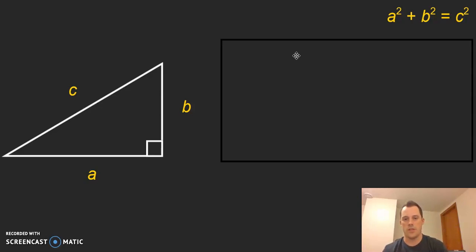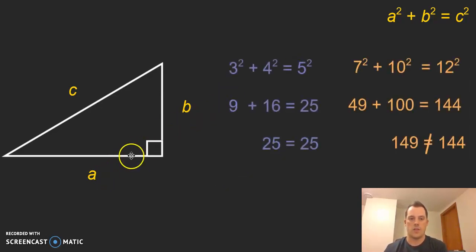So a couple examples here. Let's say our side lengths are 3, 4, and 5. So this shorter one would probably be 3. This would be 4. Hypotenuse would be 5. And 3 squared plus 4 squared gives us 25, which is equal to 5 squared. So 3, 4, and 5 would represent the sides of a right triangle.